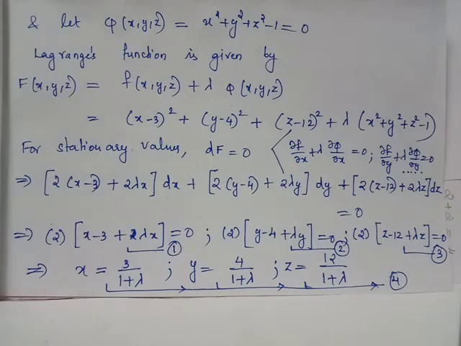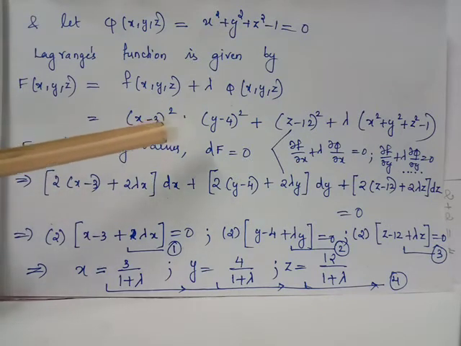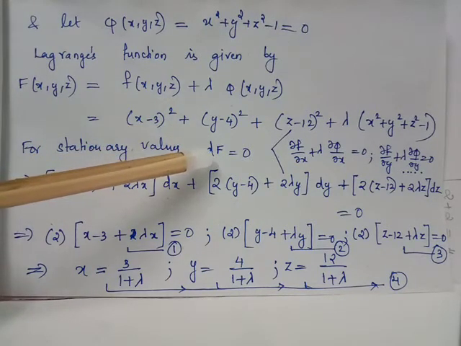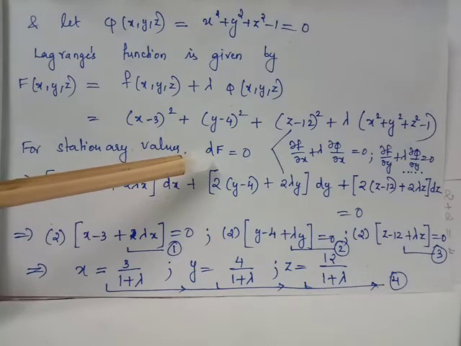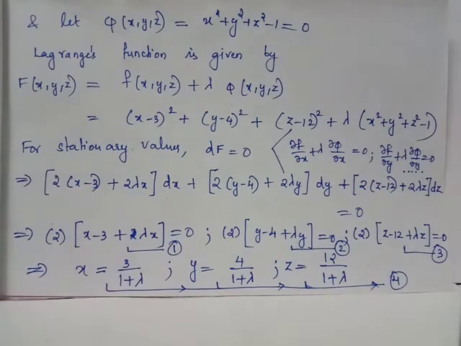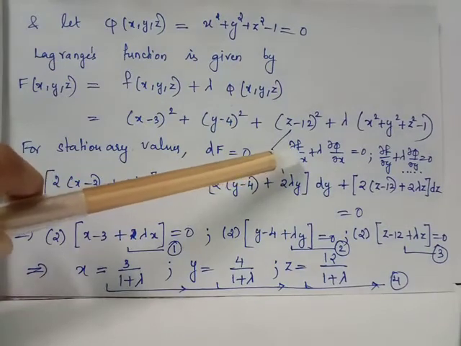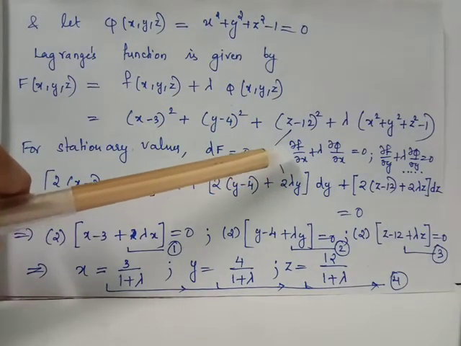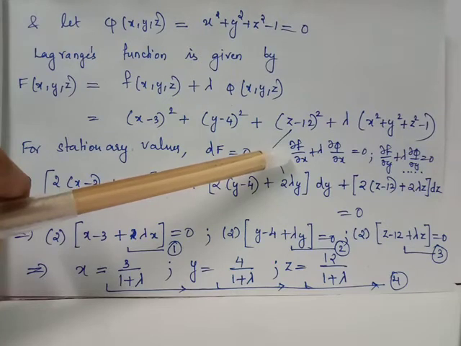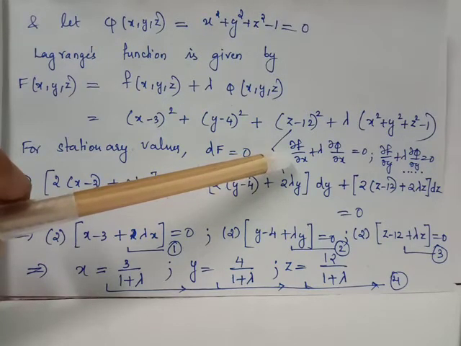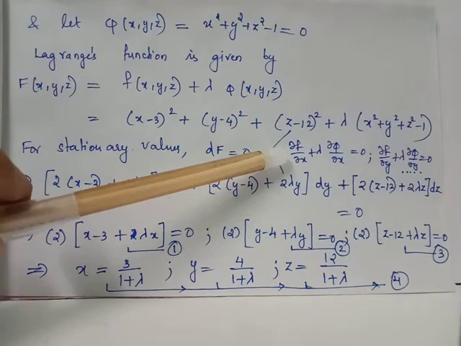Now we go for the necessary condition for existence of maxima and minima for capital F. To obtain the stationary values, we equate the differential of capital F to 0. That is, the first order partial derivatives of capital F should be equated to 0. They are given by dou f by dou x plus lambda times dou phi by dou x equal to 0, dou f by dou y plus lambda times dou phi by dou y equal to 0, and dou f by dou z plus lambda times dou phi by dou z equal to 0.